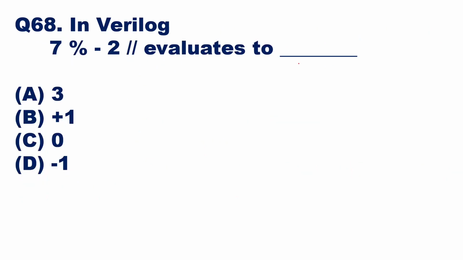Then we'll go to the next question. In Verilog, 7 % -2 evaluates to how much? If it is 7 % -2, then the answer it will evaluate to is +1. If it is -7 % 2, then it is -1. So here it is 7 % -2, then the option should be +1, that is option B.